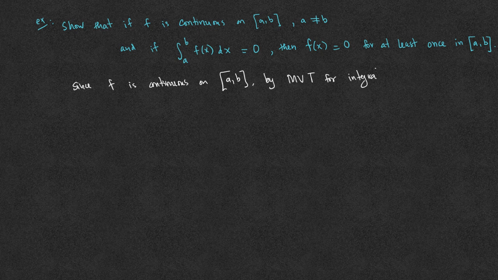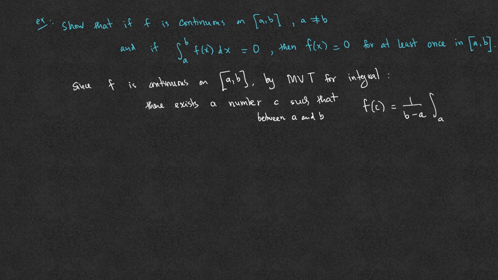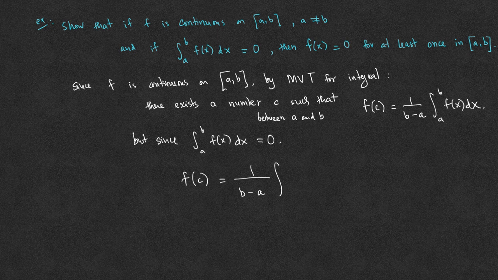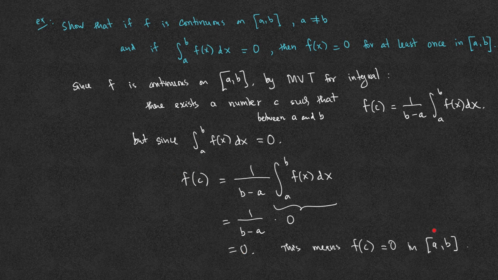Since the function is continuous on the closed interval, by the mean value theorem for integrals, there exists a number c such that f of c equals 1 over b minus a times the integral from a to b of f of x dx. But since the definite integral is given as 0, f of c equals 1 over b minus a times 0, which is 0. And so f of x is 0 at x equals c. f of c is 0.